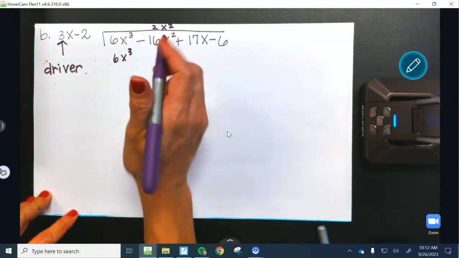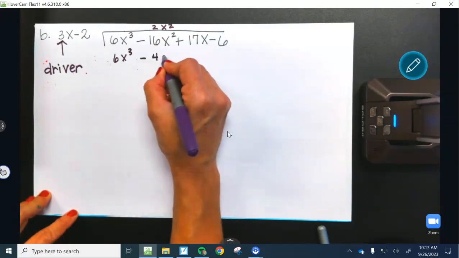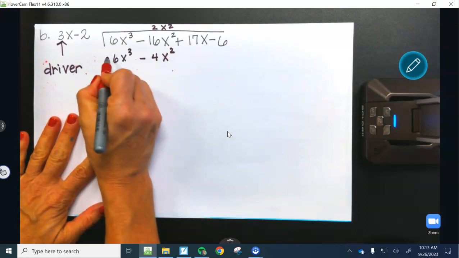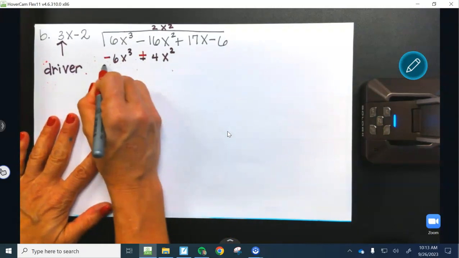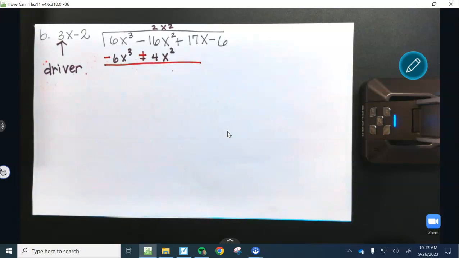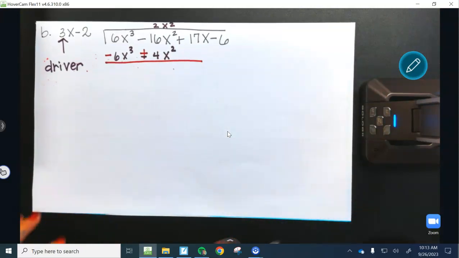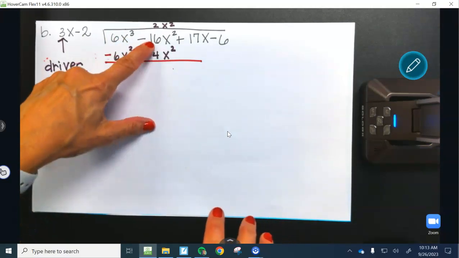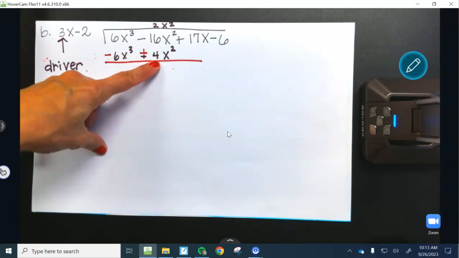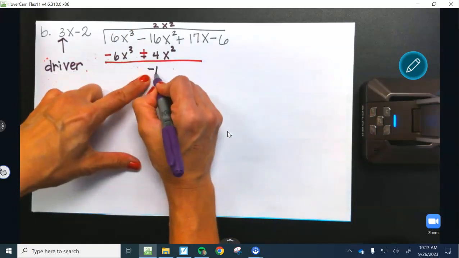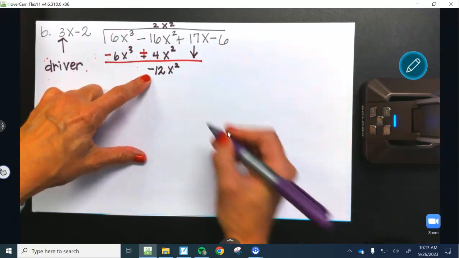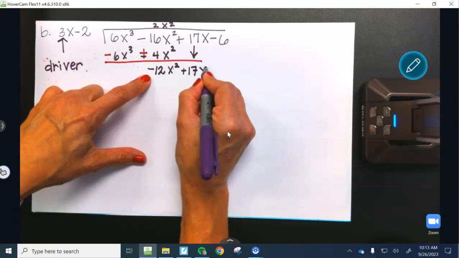2x squared times a negative 2, don't forget that's negative 4x squared. But it's not staying negative for long. Remember, we have to change the signs and combine straight down. So when we combine straight down, our first terms go away, thank goodness, or else we did something wrong. Negative 16 and a positive 4 is going to be a negative 12. Negative 12x squared. Don't forget to bring down the next term. So let's write plus 17x next to that.